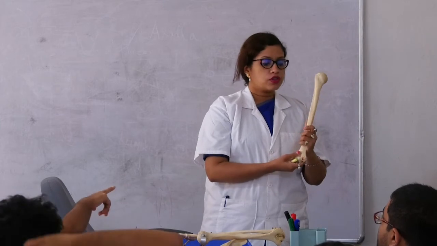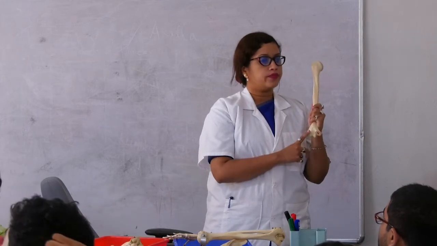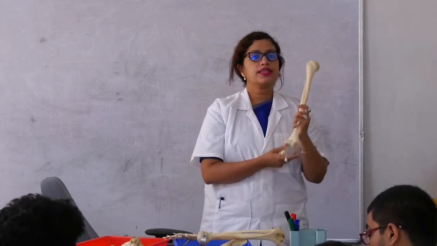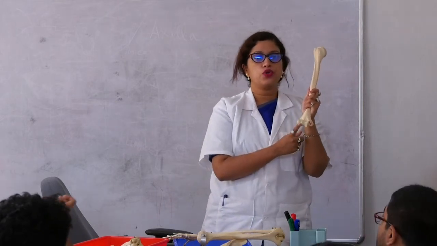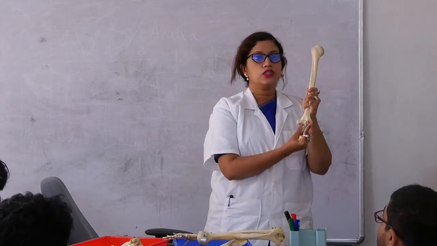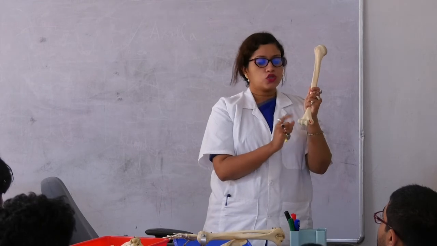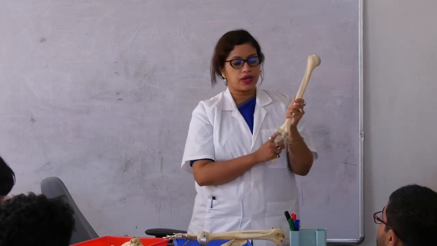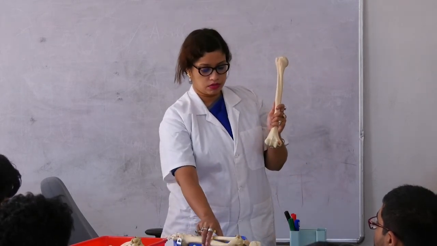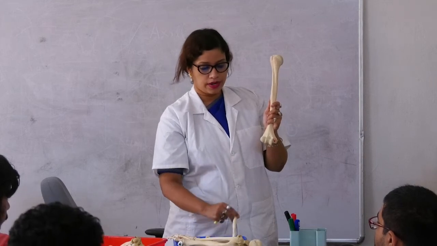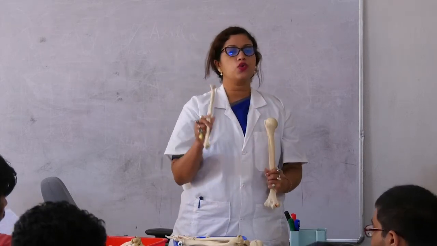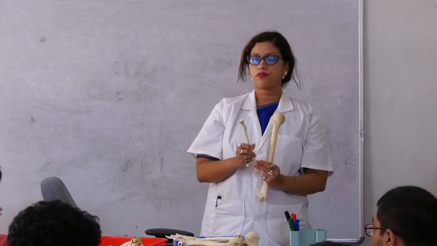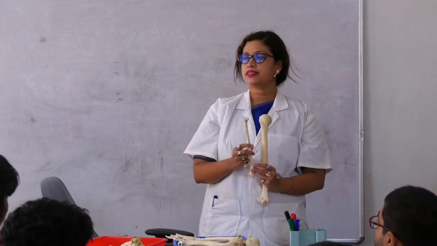Okay, so now we start with the lower end. What are the structures at the lower end? The first one is the capitulum. This one is the trochlea. Then the radial head of the radius is present, right? So this is the head of the radius. So what is the anatomical position? Which side radius is it?